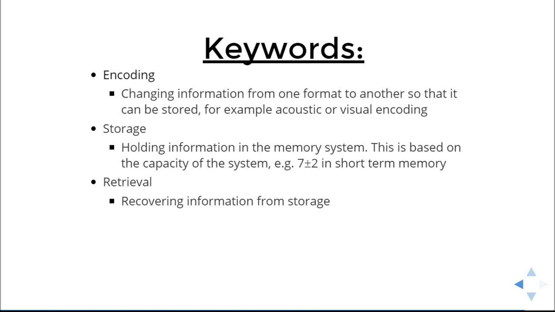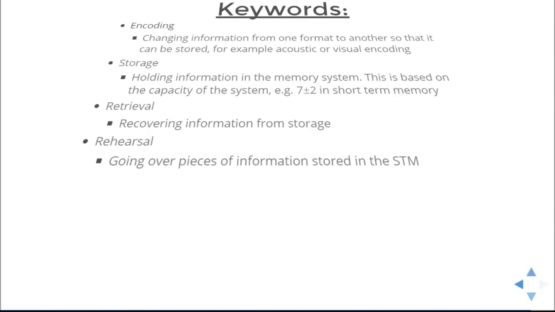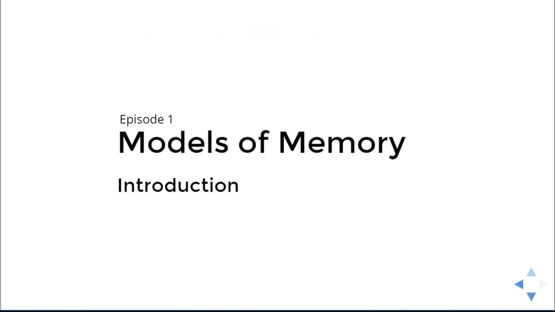This is more to do with moving information from the long-term memory back into the short-term memory. And we would do that because it's easier to recall information in the short-term memory. And so rather than try and recall it from the long-term memory, we transfer it first and then we recall it. And rehearsal, which is going over pieces of information stored in the short-term memory so it can be transferred into the long-term memory. And that's it for this first episode on the models of memory.